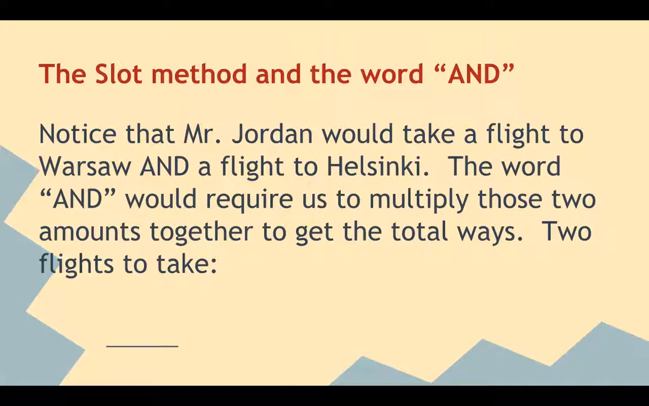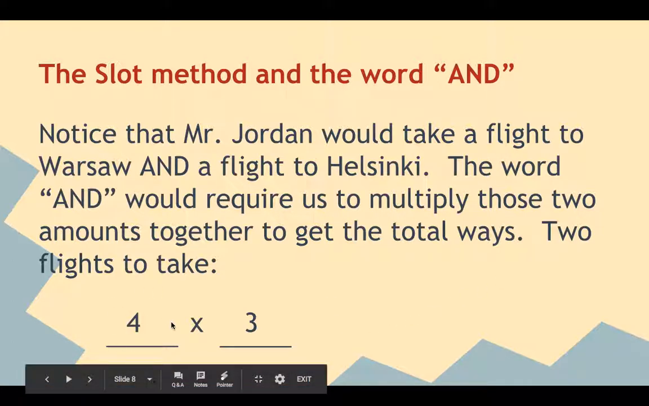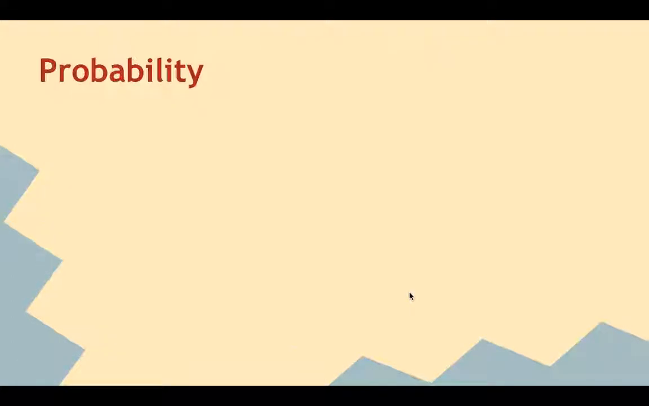So 2 flights, and the slot method is basically you put down 2 slots if you've got 2 flights to take. Then you can say what's the number of ways to take the first flight, the number of ways to take the second flight, and so you get those 12 total ways. That's what we call the slot method, where you put down slots and you ask yourself how many ways to get to Warsaw, and then how many ways to get to Helsinki from there.